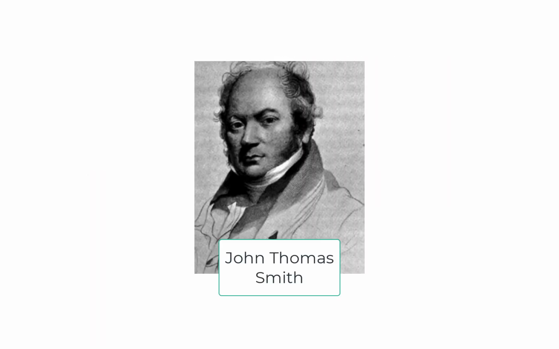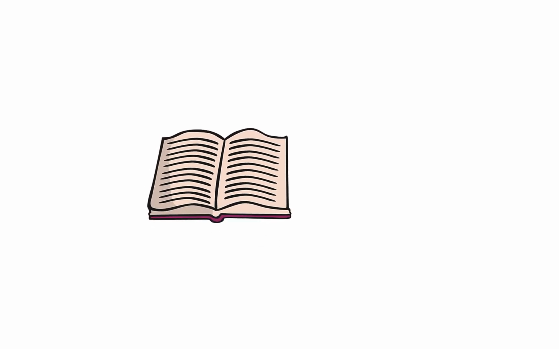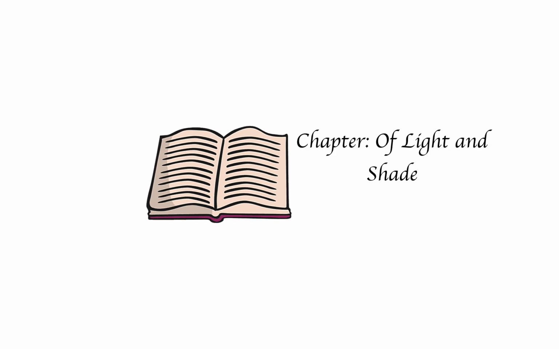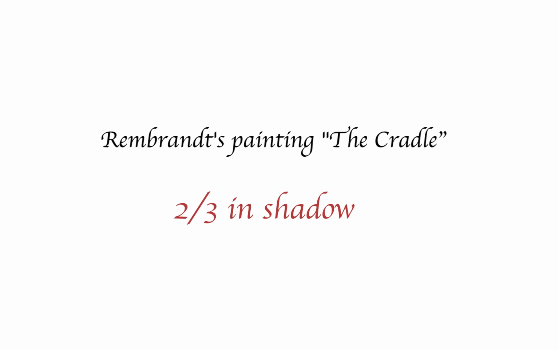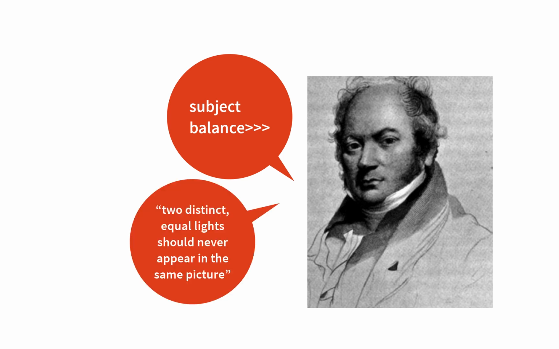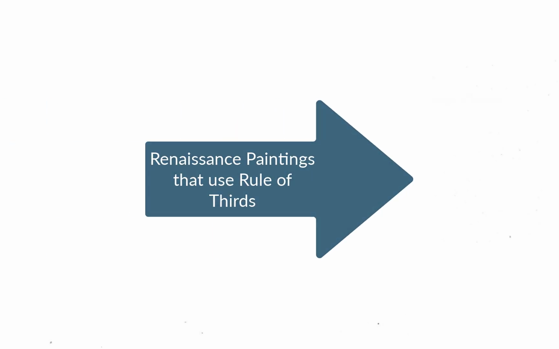This guy named John Thomas Smith, who was an 18th century painter, engraver, and writer from London, wrote a book in 1797 called Remarks on Rural Scenery. In his chapter titled Of Light and Shade, Smith discussed Rembrandt's painting The Cradle, in which 2/3 of the picture are in shadow. He also emphasized the importance of subject balance in painting and argued that 2 distinct equal lights should never appear in the same picture. And this idea is essentially what formed the rule of thirds. Unfortunately, this painting is not accessible on the internet, but to help you visualize what the rule of thirds looked like in Renaissance paintings, here are a few famous historic examples.